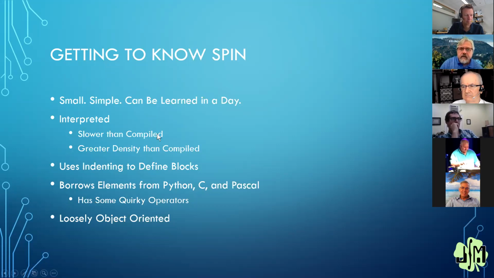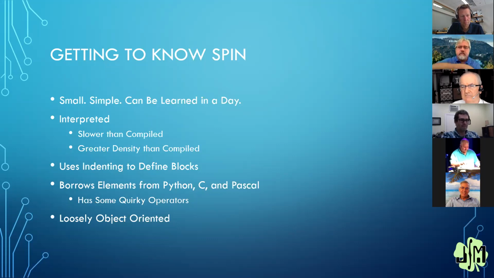So the downside is it is slower than native compiled code. If you take a Spin program and run it through Propeller Tool and download it and measure the speed, it'll run at whatever the speed is. If you take that same code and compile it, say with FlexSpin from Eric Smith, it'll run faster because he's compiling it to native code.